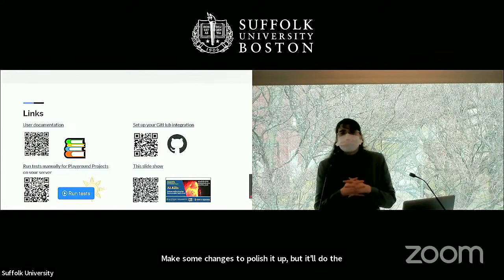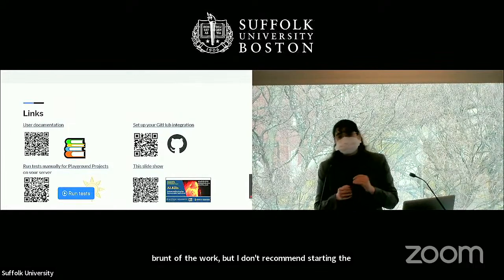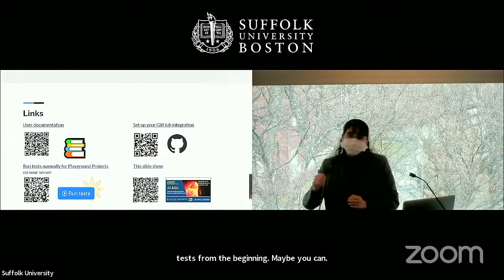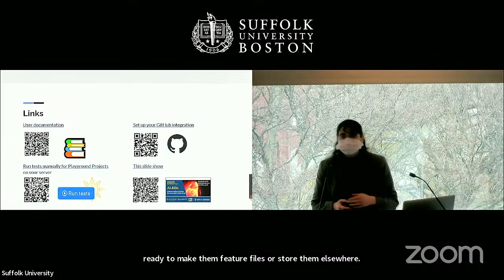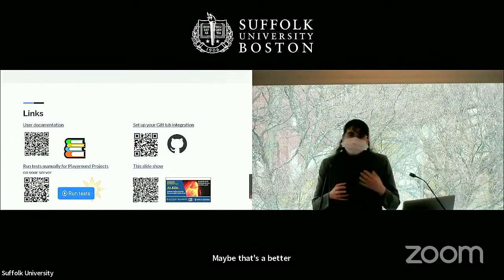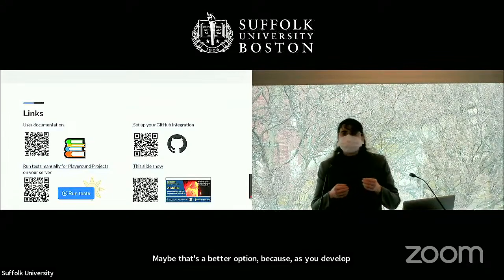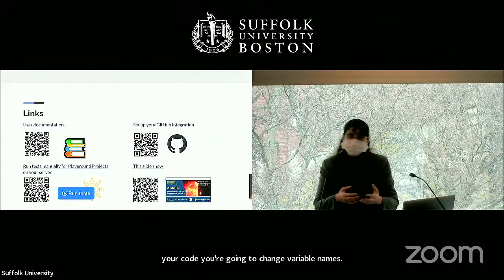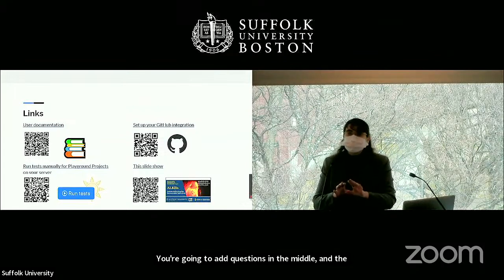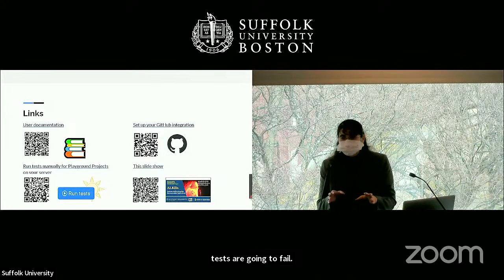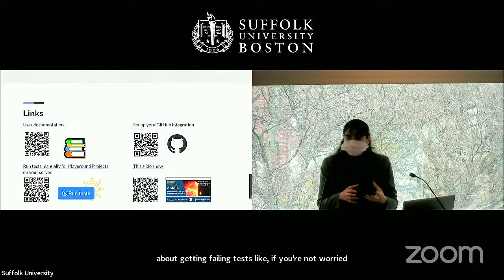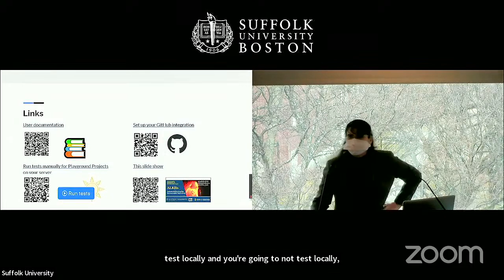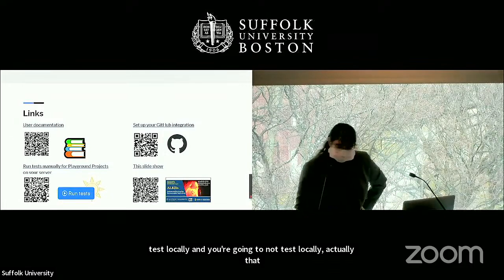But I don't recommend starting the tests from the beginning. Maybe you can make some files and call them .text until you're ready to make them .feature files, or store them elsewhere. Maybe that's a better option, because as you develop your code, you're going to change variable names. You're going to add questions in the middle, and the tests are going to fail. Let's put it this way: if you're not worried about getting failing tests, like the red X's on GitHub, or if you don't need to test locally, actually that may be a really good idea. So I've changed my mind. So there you go.